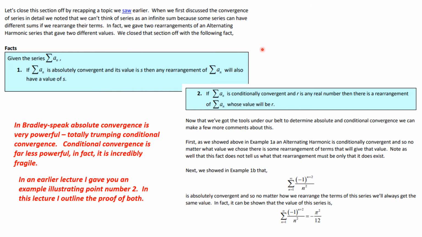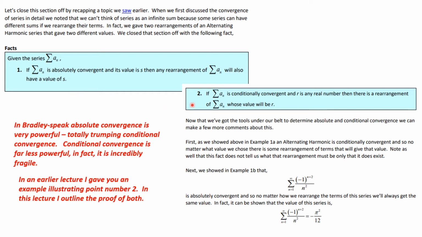But now we're going to close off this series by describing this test, and we're also going to prove this test. So, given the series, the summation of a sub n, if the summation of a sub n is absolutely convergent and its value is s, then any rearrangement of the summation of a sub n will also have sum s. You see, it's robust to rearranging the terms. You'll get the same answer.